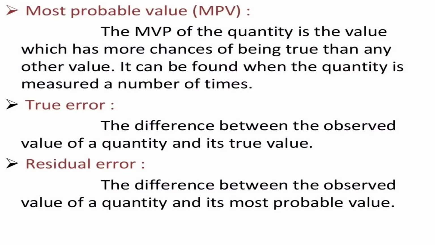Then true error. It is the difference between the true value of the quantity and its observed value. Then residual error. It is the difference between the most probable value of the quantity and its observed values.